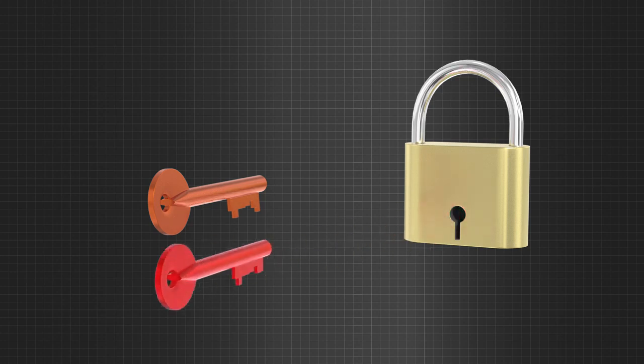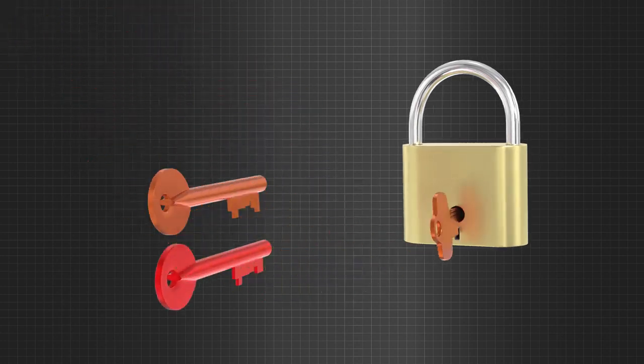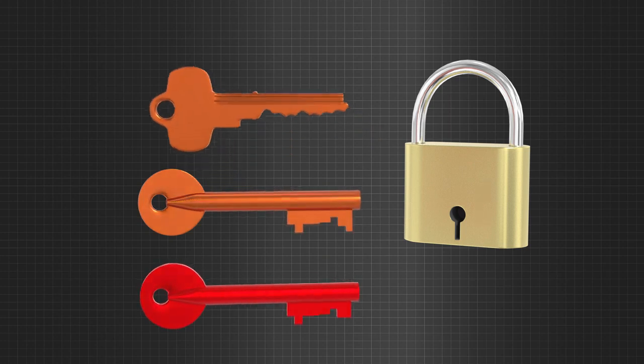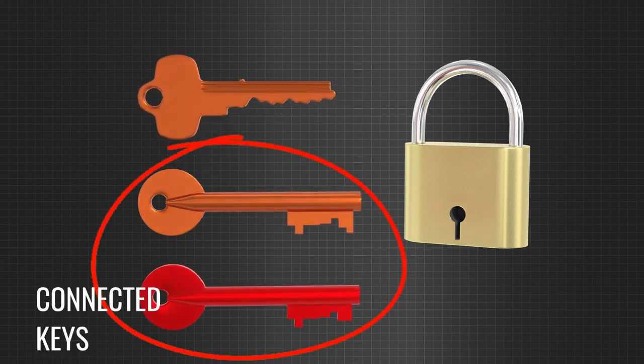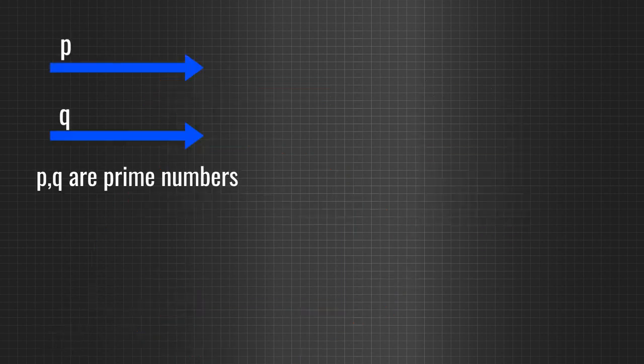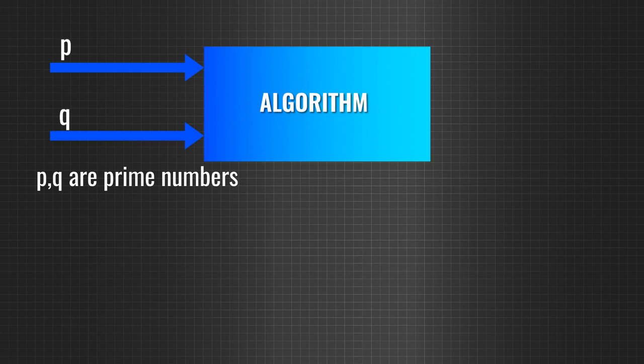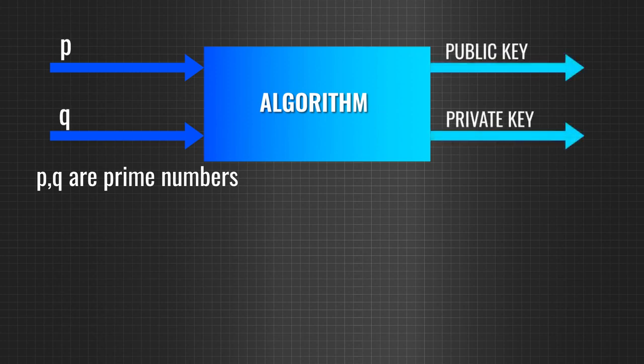Even if such a lock exists, it cannot have a random shape. The shapes of the keys have to be connected in some way. One example of such a connection is shown here. Similarly, in the digital world, the keys we saw earlier should be connected, otherwise the algorithm will not work. An efficient connection between these keys is that they are derived from the product of two prime numbers.